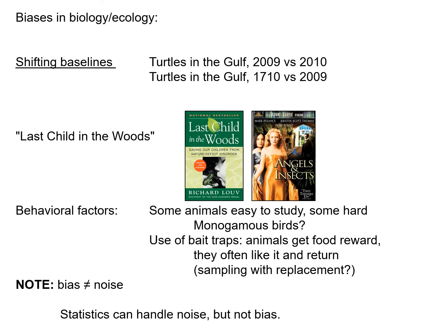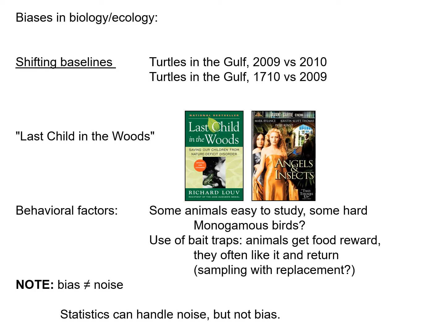Another bias that complicates some of these ecology studies is the use of bait traps. So a lot of times we set out traps overnight, put a little food in there, catch the animal, take a blood sample, take some measurements, whatever. So the animals get a food reward, and it turns out they often like it, which means the next night they may be more likely to come back and get sampled.